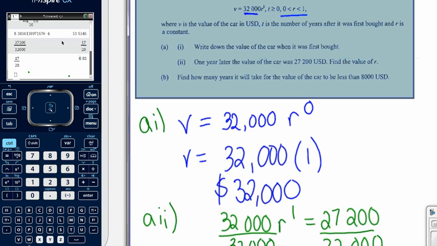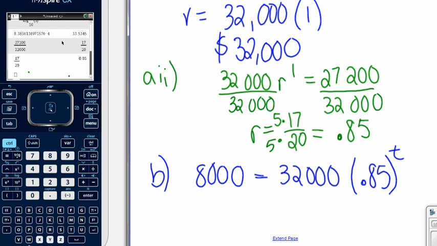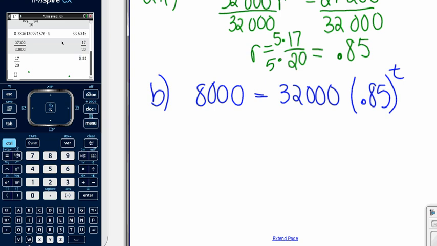Okay, part B. We're going to find how many years it'll take for the value of the car to be less than $8,000. So let's set it equal to $8,000. We've got our rate now as 0.85. So each year, what that tells us is our car is losing 15% of its value. Right. So again, you could graph this. You could graph the horizontal line 8,000, and you could see when that's equal to the function on the right side of the equation. Or you could use logarithms.